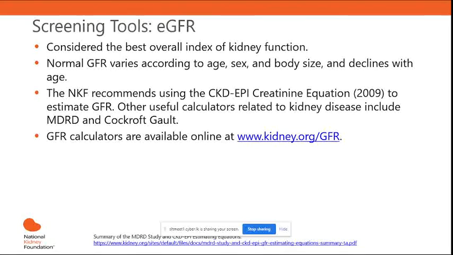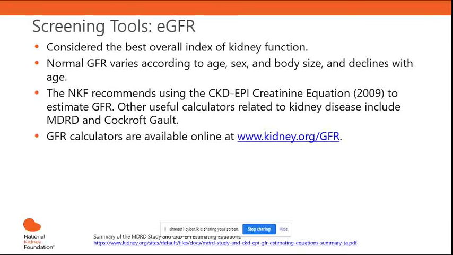So how do we screen patients for CKD? The most important screening tool is the estimated GFR. It is considered the best overall index of kidney function, and the normal GFR varies according to age, sex, and body size, and there is a natural decline in the GFR with age. After the age of 40, there is a decline of GFR by 1 ml per minute per year.